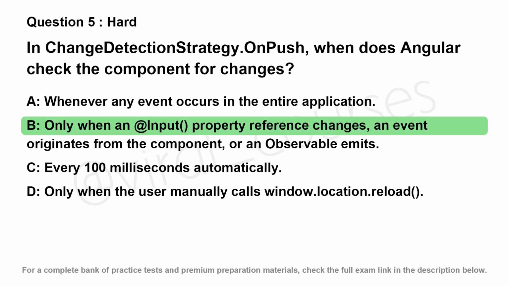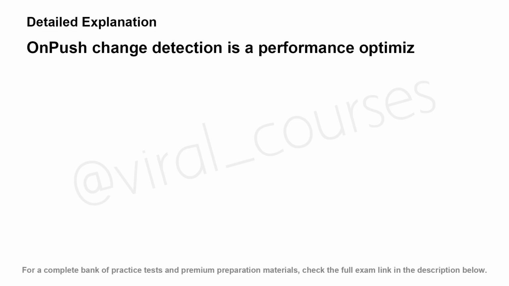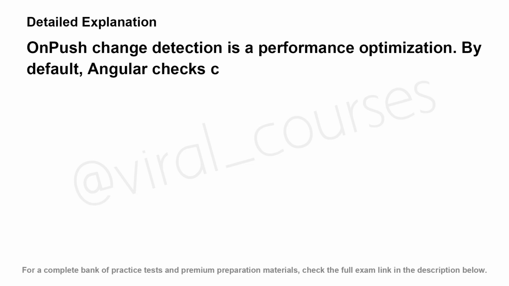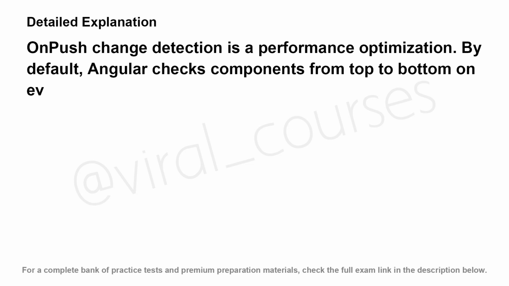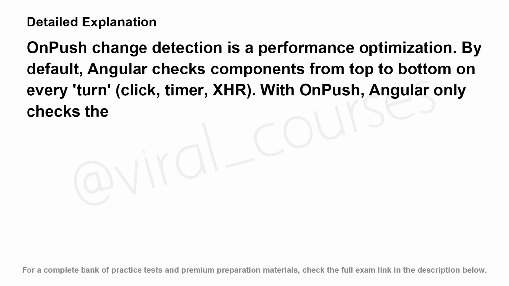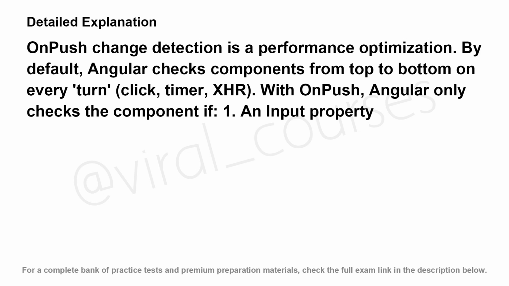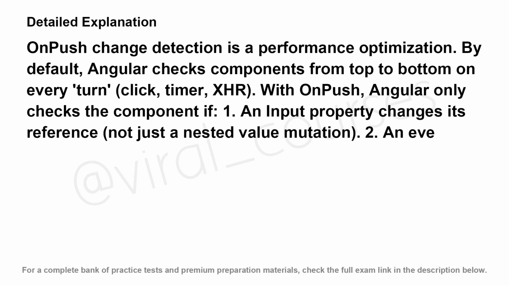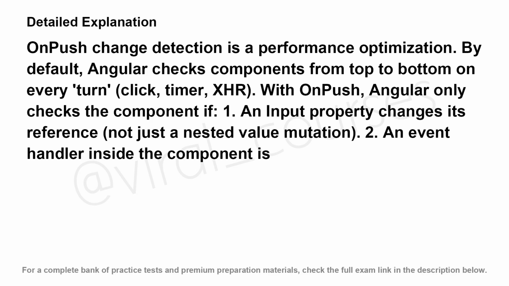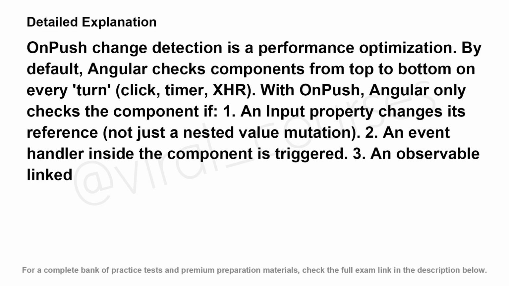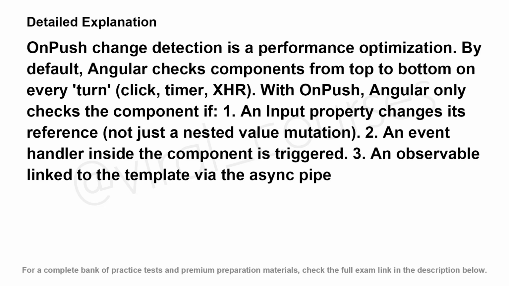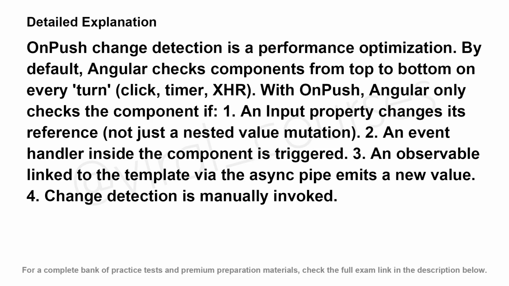The correct answer is B. OnPush change detection is a performance optimization. By default, Angular checks components from top to bottom on every turn, click, timer, etc. With OnPush, Angular only checks the component if: 1. An input property changes its reference, not just a nested value mutation. 2. An event handler inside the component is triggered. 3. An observable linked to the template via the async pipe emits a new value. 4. Change detection is manually invoked.